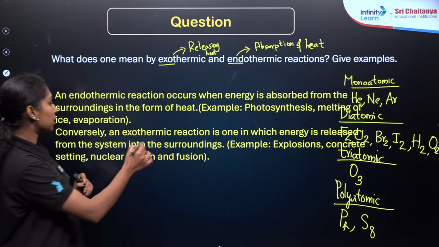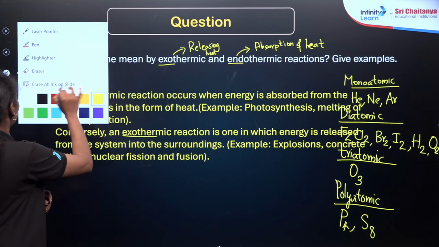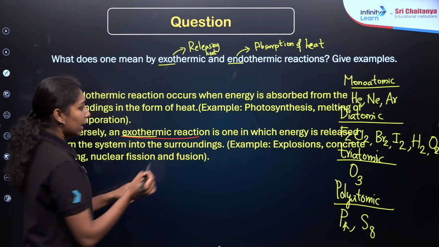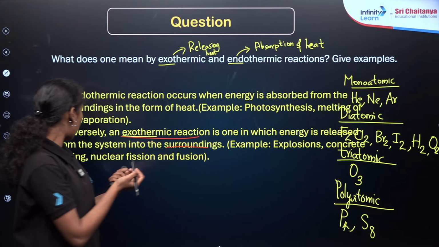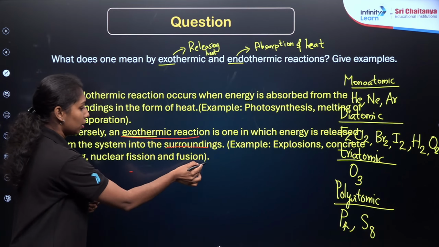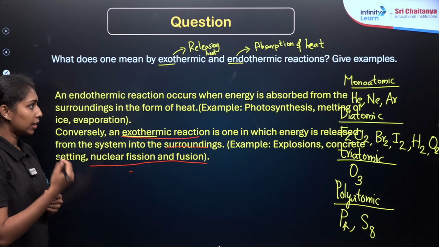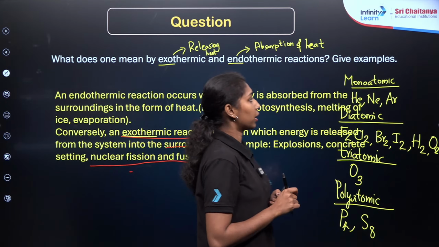Okay, then exothermic reaction means energy is released from the system into the surroundings. Examples: explosions, concrete setting, nuclear fusion and fission. So these are the examples for the exothermic and endothermic reactions.